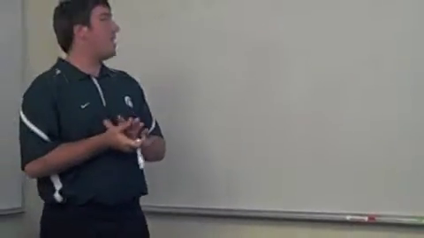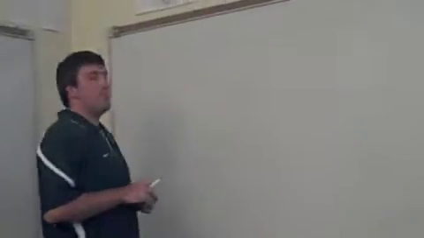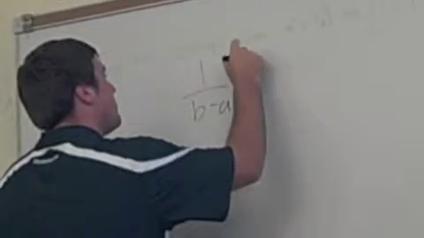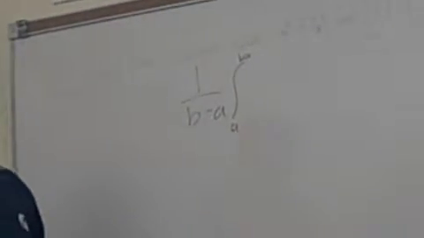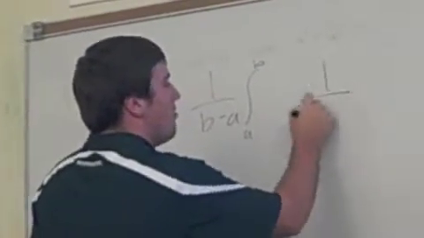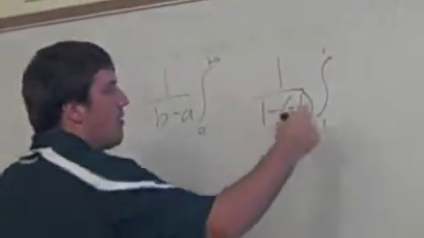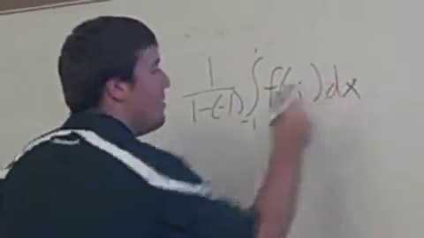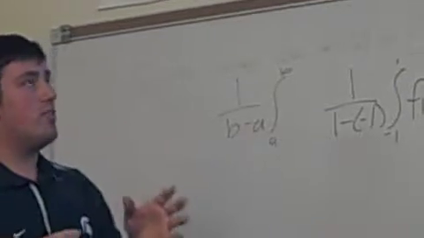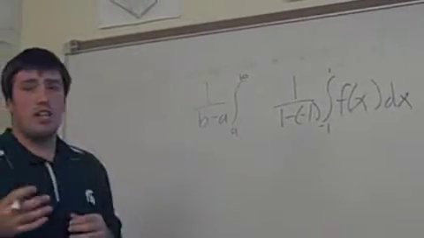Problem C says find the average value of f of x on negative 1 to 1. So what we have to use is the average value theorem for integrals, which states that 1 over b minus a times the integral from a to b is the average value. So we plug the numbers in: 1 over 1 minus negative 1, the integral from negative 1 to 1 of f of x dx. The problem here is that it's a piecewise function. So we have to add the integral from negative 1 to 0 of 1 minus 2 sine of x, and from 0 to 1 we use the function e to the negative 4x.